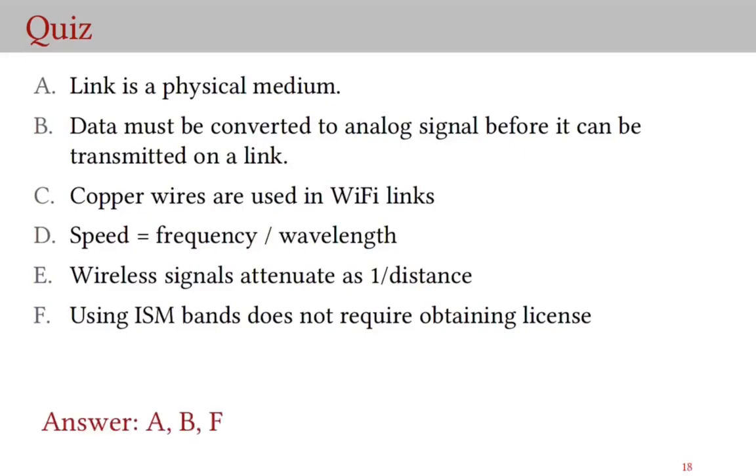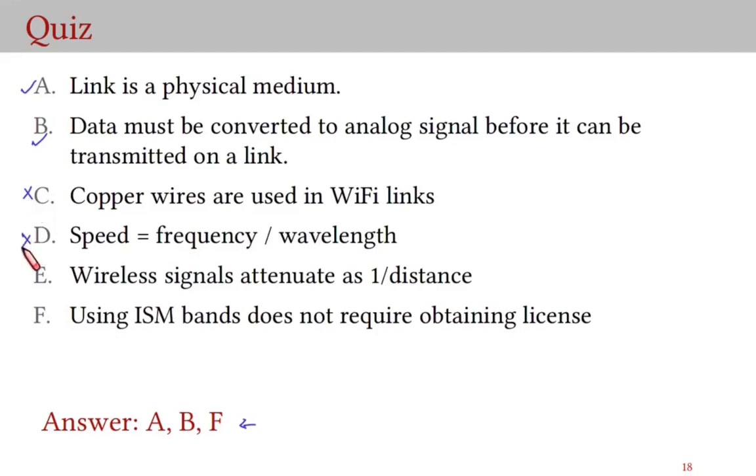The correct options are A, B, and F. A is correct. Link is a physical medium. B is also correct. Data must be converted to analog signal because that's what can travel in a physical medium. C is wrong. Wi-Fi refers to wireless standard IEEE 802.11 and therefore this is wrong.